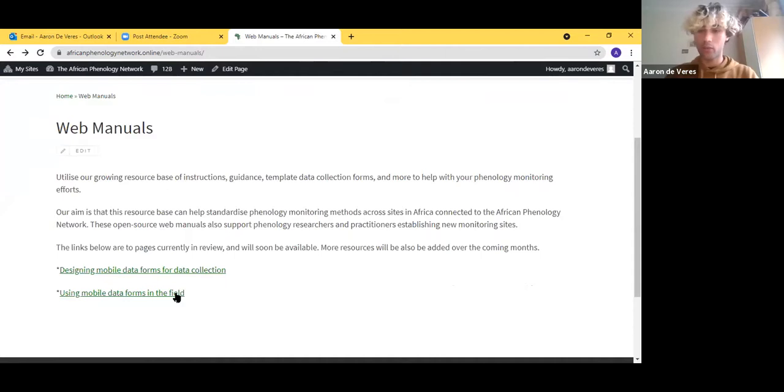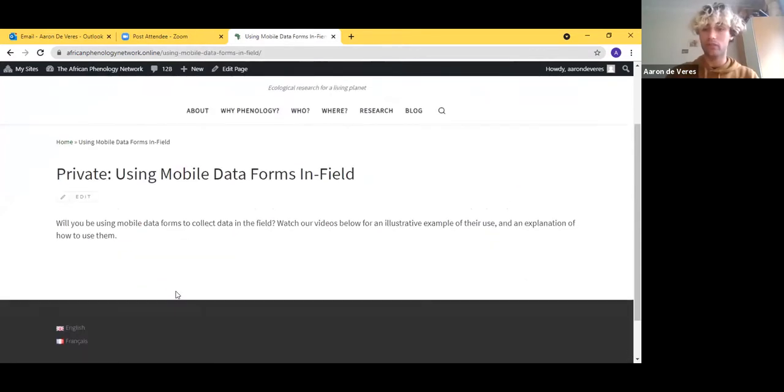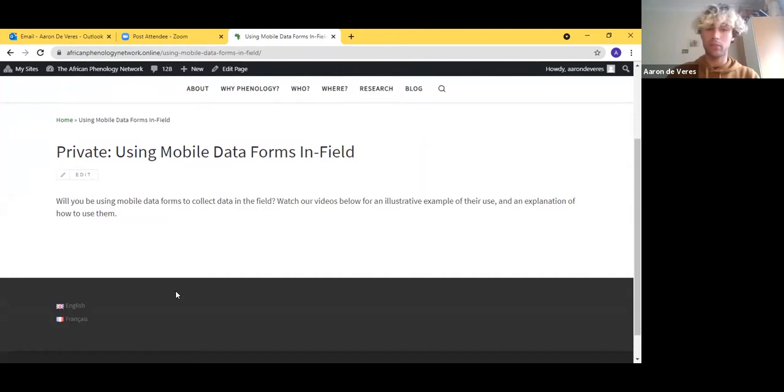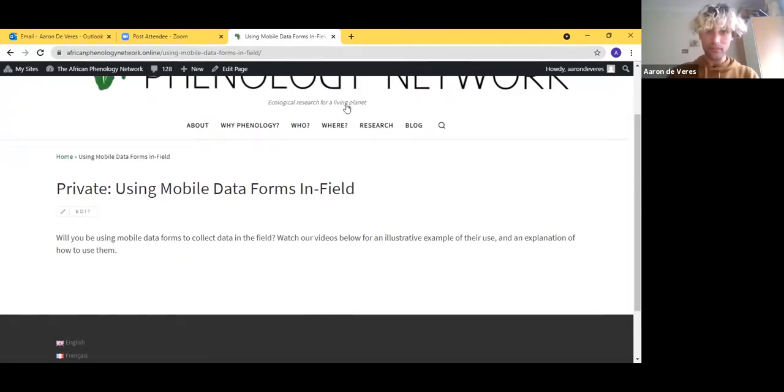And then we'll also have a page for if you're using the mobile data forms in the field rather than designing them for a project. I mean, there's not really anything here yet, but we have a couple of videos that have been developed. So again, we'll link those in there and turn them into text. And it's going to be, as we've mentioned, many more things than that, but it's great to get those started. And we hope that this can help us move forward towards standardizing data collection methodologies and really working together across sites that are already established across Africa.